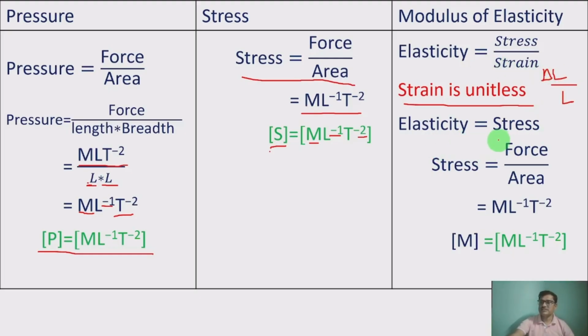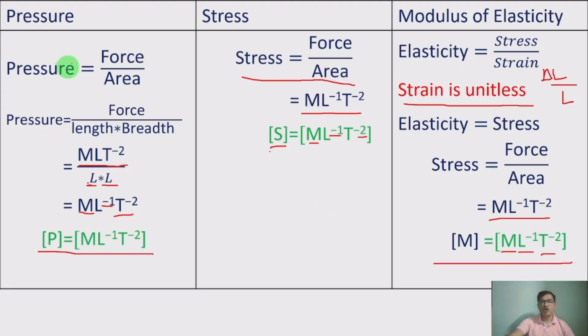Then elasticity is equal to stress. The stress we have already taken, it's a force per area, and its dimensions are M to the power 1, L to the power minus 1, T to the power minus 2. The modulus of elasticity can be equated with these dimensions within the square bracket, M to the power 1, L to the power minus 1, T to the power minus 2. This is the dimensional equation of the modulus of elasticity.